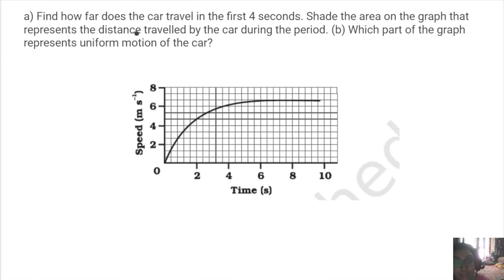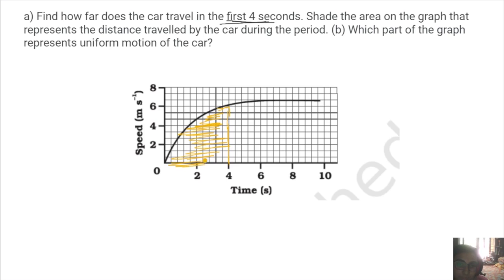Okay, this is another graph. Find how far the car travels in the first 4 seconds. It is a speed-time graph. How do we find the distance? We find it by the area covered, right? So the first 4 seconds means up till this point, this part. So we just shade this much portion.